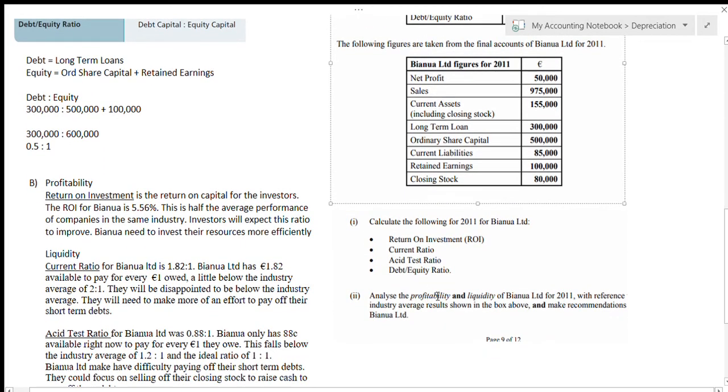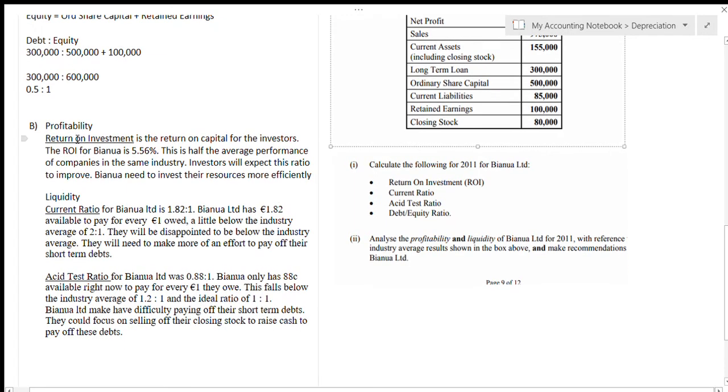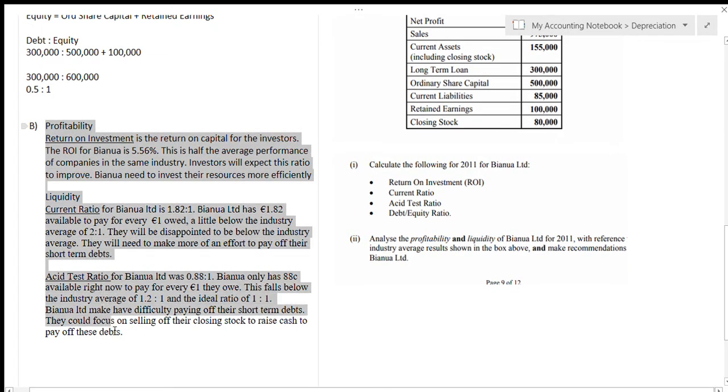Profitability first. So analyze the profitability. Well, we just worked out return on investment, so let's talk about return on investment. It's the return on capital for the investor. Because we haven't looked at this before, this is new, I didn't expect you to know too much on how to answer it, but I want you to take this down into your notes copy, this section here. Please don't write while I'm talking, please pay attention while I'm talking, and you can write it after.